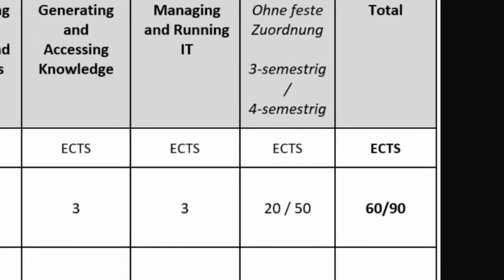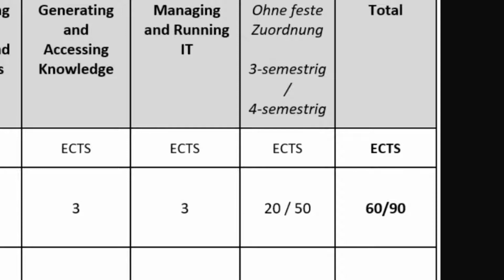And then you see this field, which is here in German called ohne feste Zuordnung. That means these are ECTS that you can apply freely. If you go for a 3-semester master, then you have 20 credits that you can apply in any way. And if you study the 4-semester master, then you even have 50 credits that you can choose freely.